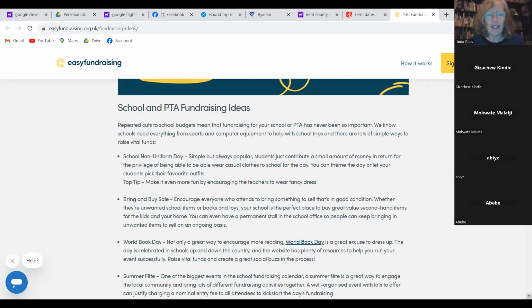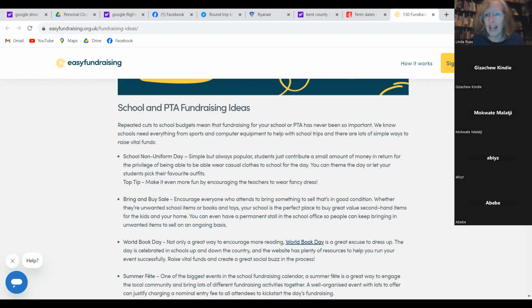So, for example, they do things like a school non-uniform day. So all the children have to pay maybe 50p to be able to wear their normal clothes for a day if they have uniforms. Or they can wear a Christmas jumper, for example, fancy dress. The bring and buy sale, everybody has to bring something from home, something they don't want anymore, good condition, book, toy, clothes, and then they sell it. And then all the money goes to the school.